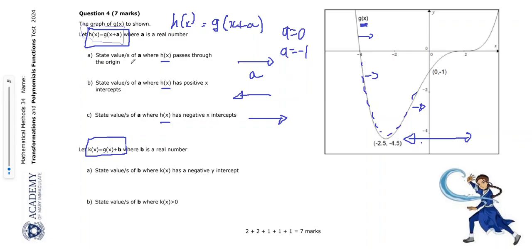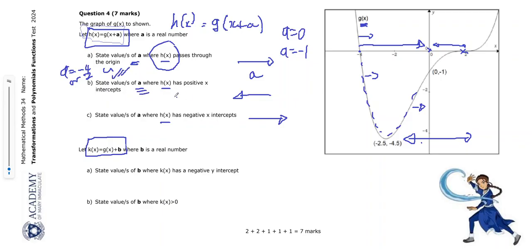So, state the value or values of a where h of x passes through the origin. Well, there's two ways that can happen. I move 4 units to the right, which will put this in that position. So a equaling 4 units to the right, -4. Or the other way that can happen is that this moves 2 units to the left, which means this x-intercept would then sit at the origin. So a equals -4 or 2 are the two answers.